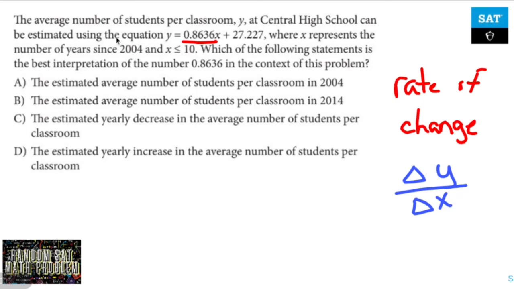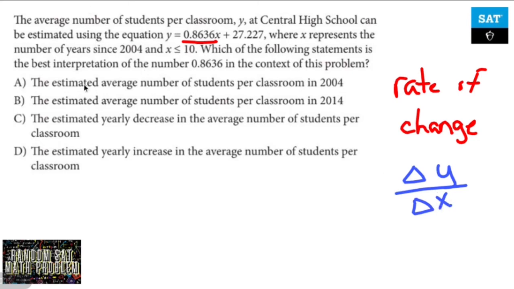My Y values is students per classroom, and my X values is the number of years as time goes on. So basically, what this is saying is, even though it says that X can't be 0, if we were to start at 0, right now there's 27 kids per classroom. And then we add an eighth of a student the year after that. And then we add another eighth of a student, and so on and so forth. So this is what the increase is over time in students per classroom over the years.